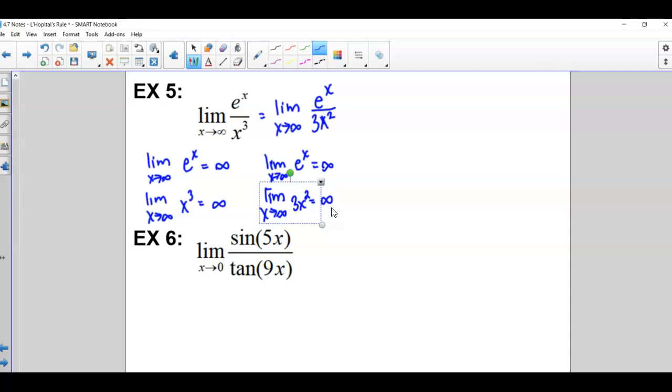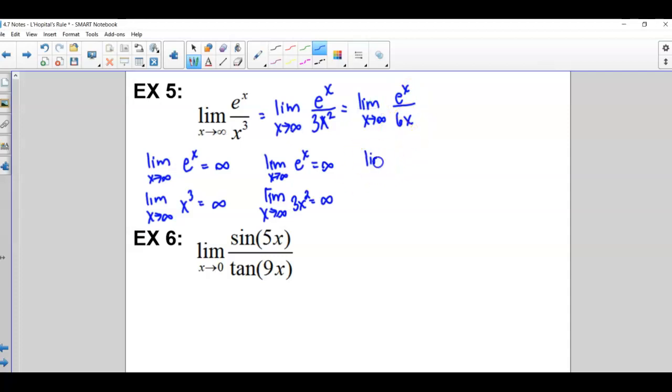But we can apply L'Hopital's rule more than once. So we could take the derivative again here. So if we take the derivative again, we'll have the limit as x approaches infinity of e to the x over 6x. We still have a problem here, infinity over infinity.